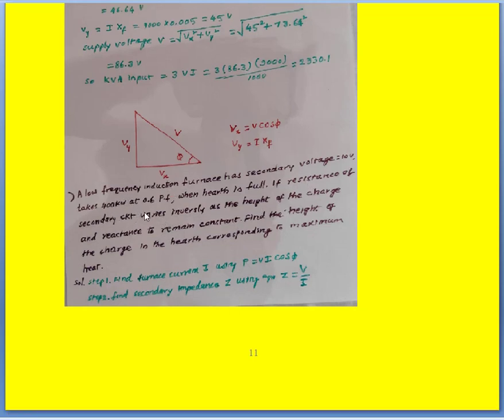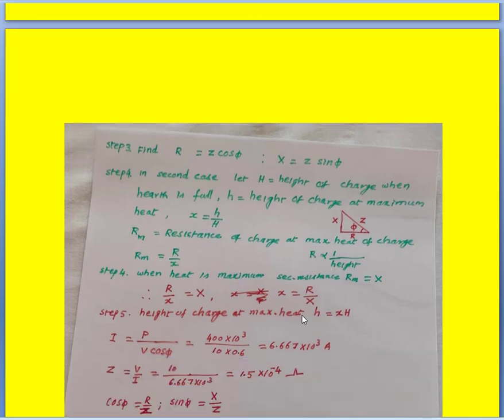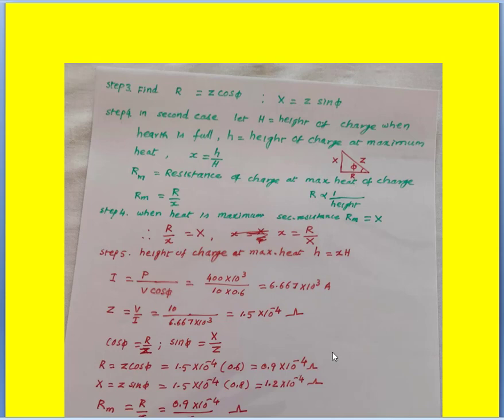That is free. The furnace takes 400 kilowatts. So that is what we are writing here, divided by 10 into 0.6. This 0.6 is the power factor of the furnace. So supply voltage is 10 volts. So from this we can calculate what is the current flowing in the furnace. That is 6.667 into 10 cube amperes.